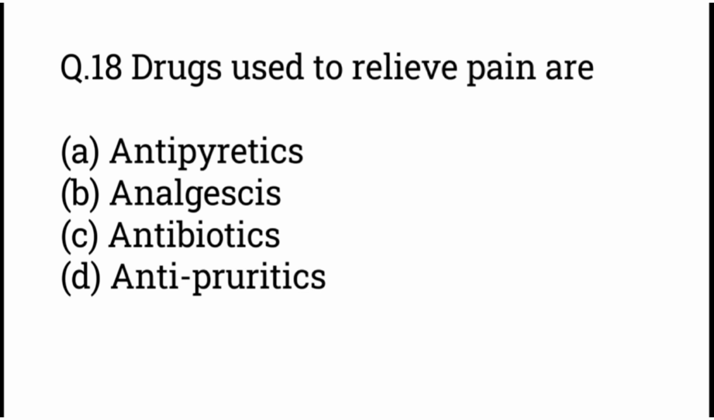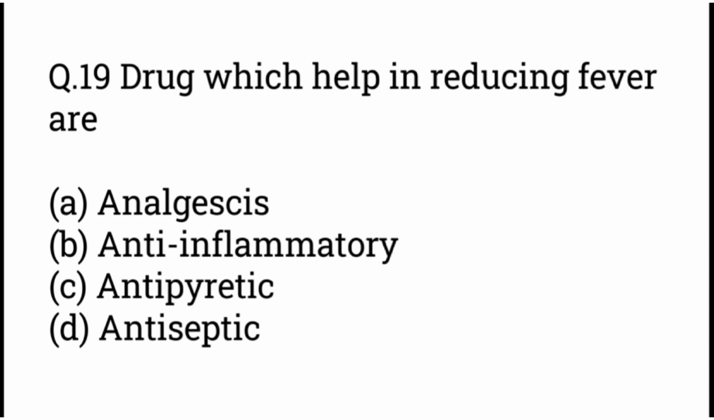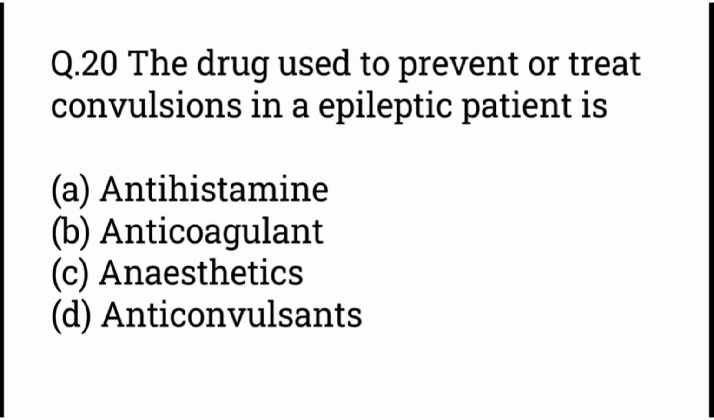Now, drugs used to relieve pain are called as antipyretics, analgesics, antibiotics, or antipruritics. See, the answer is analgesics. Analgesics are the drugs which give relief for the pain. Drugs which help in reducing fever are called as analgesics, anti-inflammatory, antipyretics, or antiseptic. See, the answer is antipyretic. Pyrexia word is used for fever, and medication used to reduce pyrexia or fever is called as antipyretics.